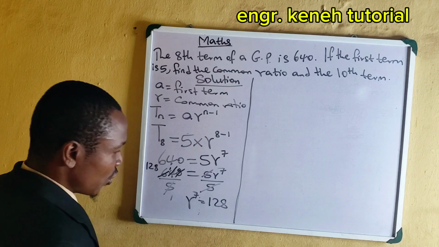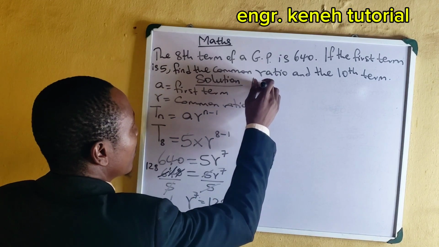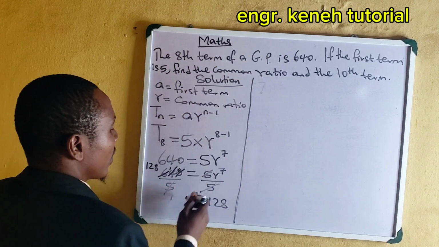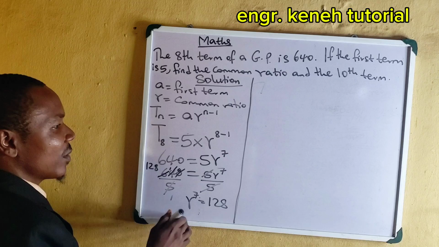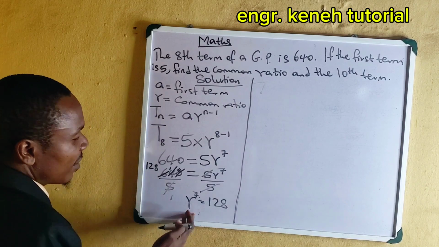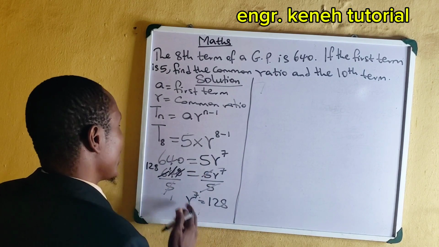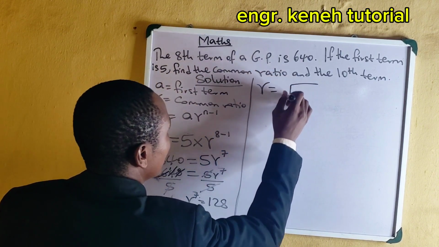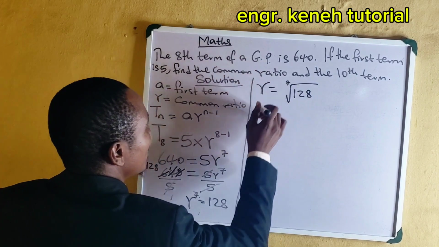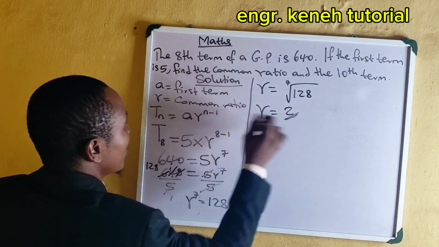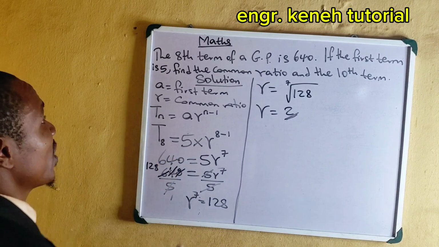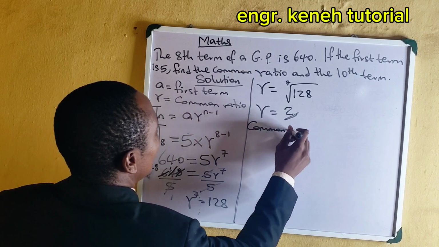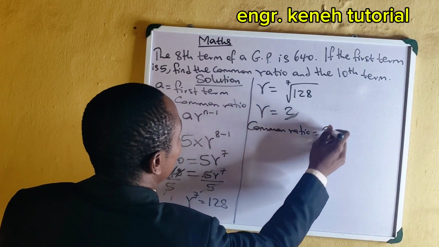So this is the 7th root, not square. All right, so we have the 7th root of this. When r is raised to the power 7 and crosses over, it will become what? The 7th root. So we have something like this. It will become the 7th root of 128. And the 7th root of 128 will give us what? It will give us 2. So remember the first question says we should find the common ratio. So we have found the common ratio. And the common ratio is equal to what? 2.